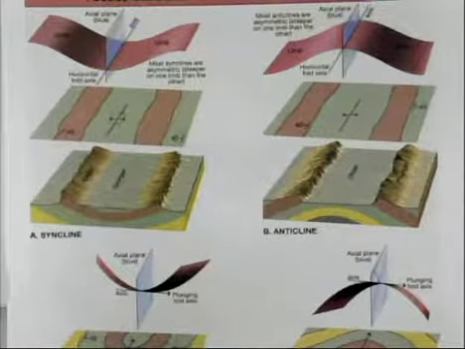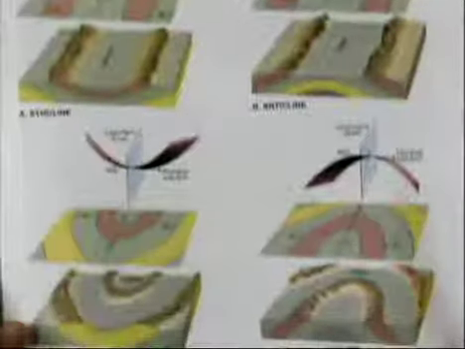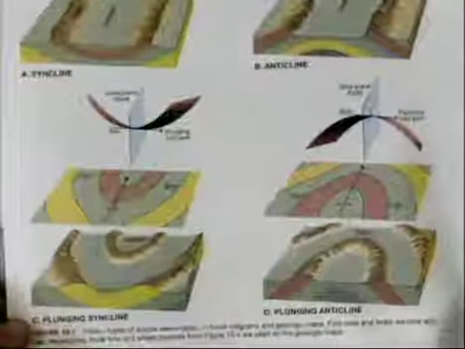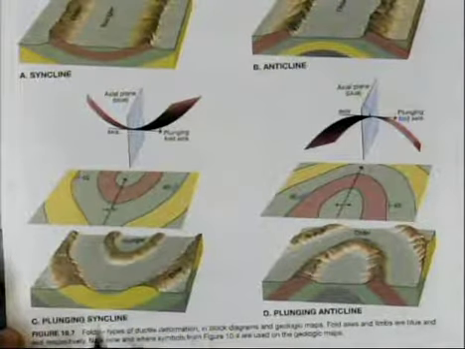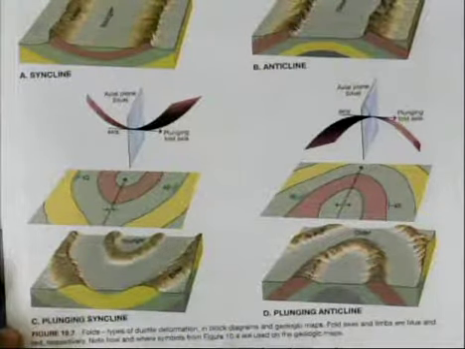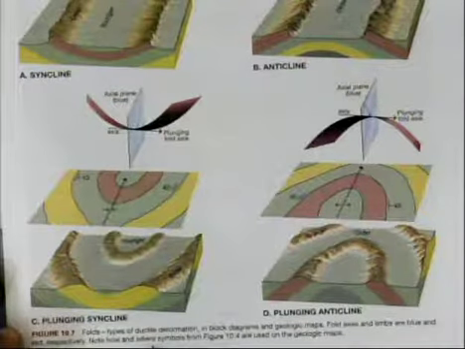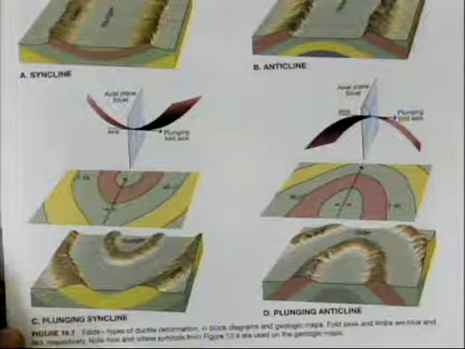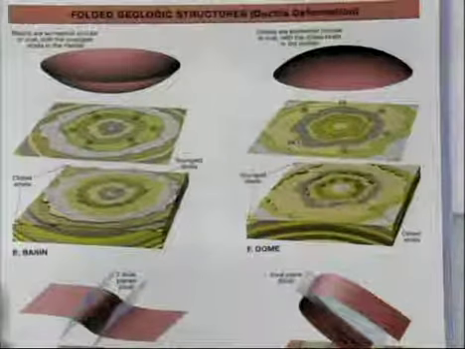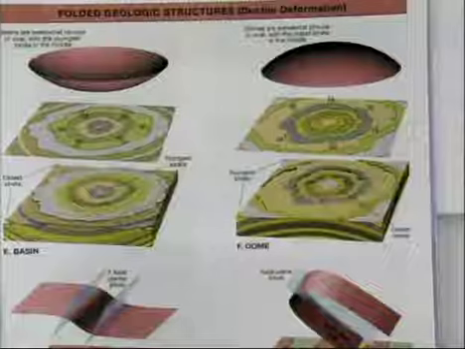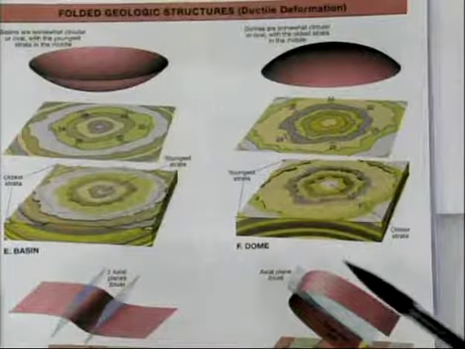That fold, both of those folds shown in slightly more complex form, what we call a plunging syncline and a plunging anticline, when the axes of those folds are tilted. And then finally, a variation on the anticline and syncline that we call a dome and a basin.